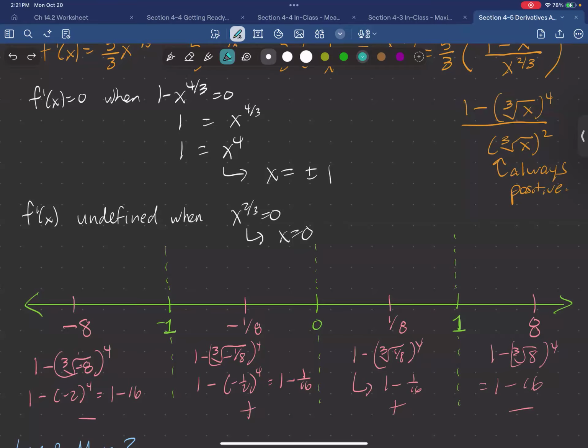So 1 minus, we take the cube root of -8 and we square it. Cube root of -8 is -2, not square it, raise it to the 4th power. -2 to the 4th power is 16. 1 minus 16 is negative, which means we're going downhill right here. We're decreasing in this region.